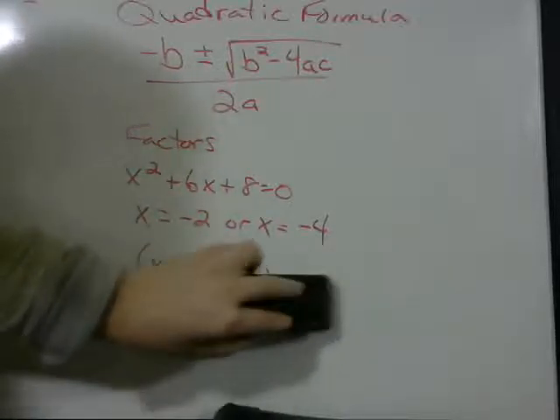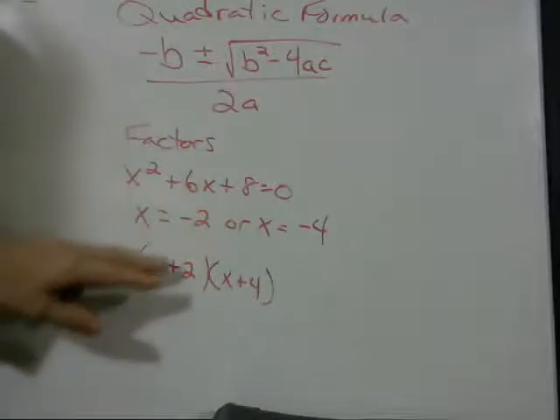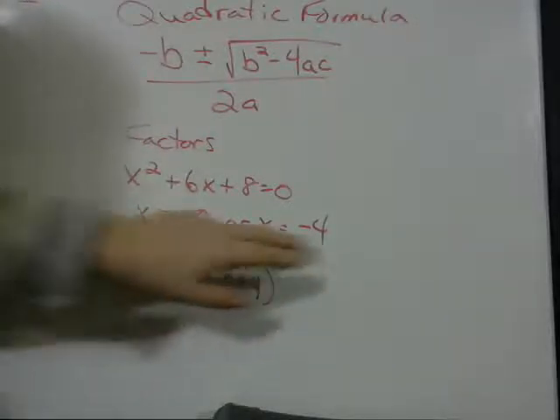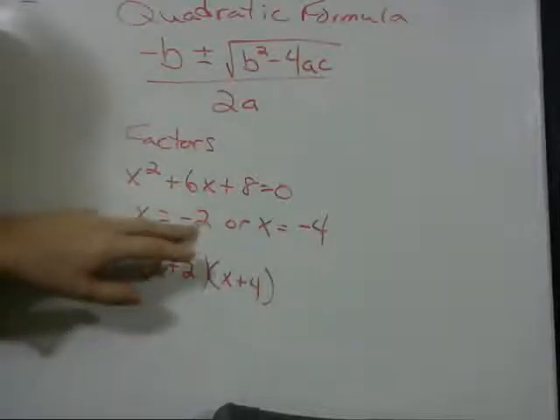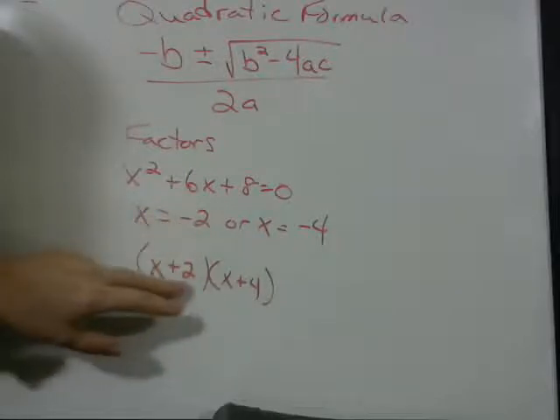But the factors are these two things. So all you do, if it's negative, you write a positive here. If it's positive, you're going to write a negative. The way you can check is plug it in. Negative 2 plus 2 equals 0.